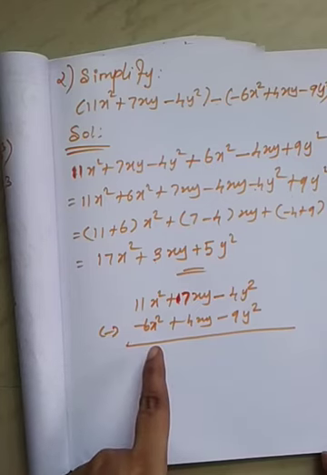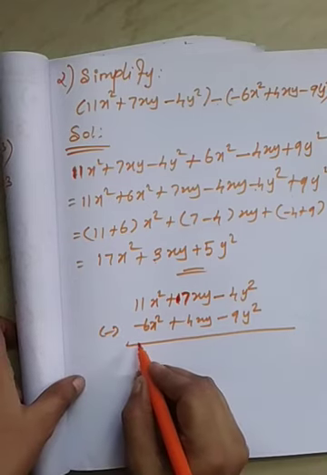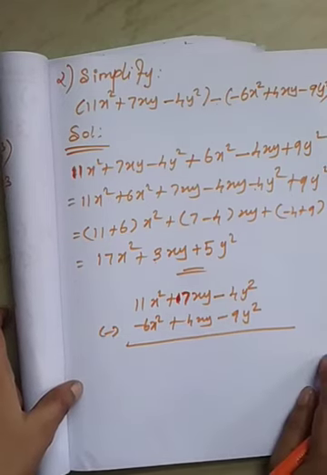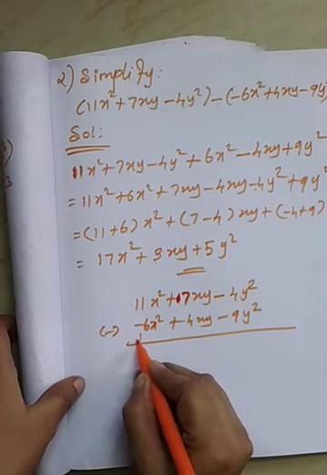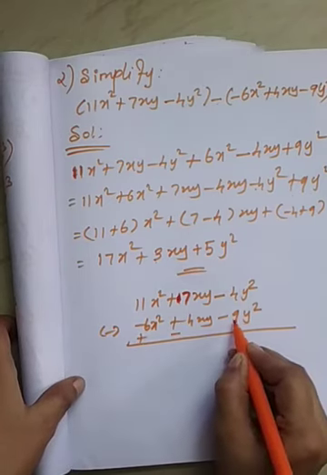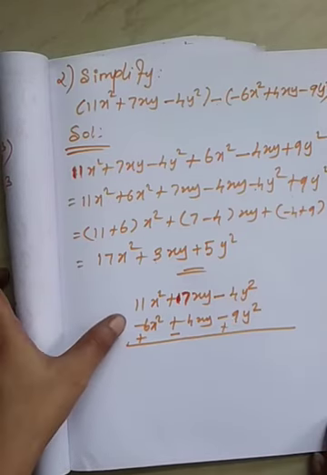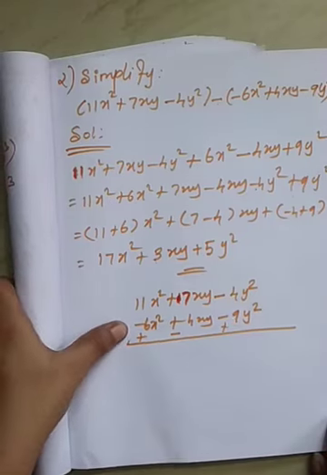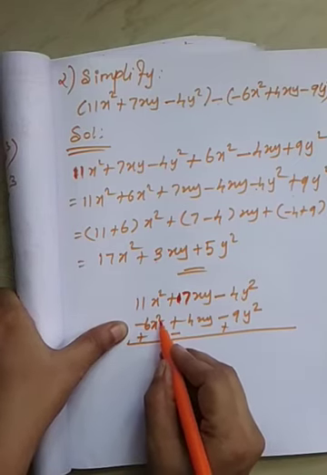The subtraction means you have to change the sign. Right, so you have to change the sign. Minus means plus, plus means minus. You have to change the sign. Okay, now forget this sign. See, in this sign you can take 6x squared.